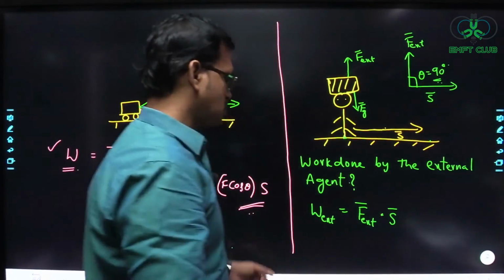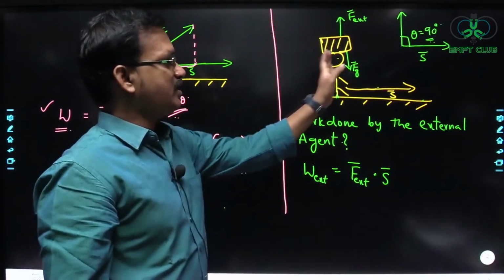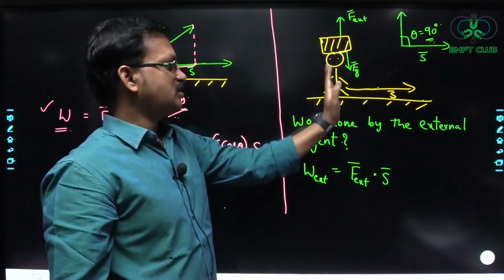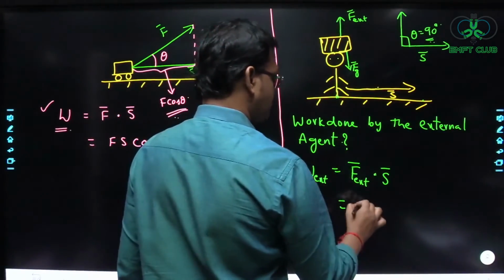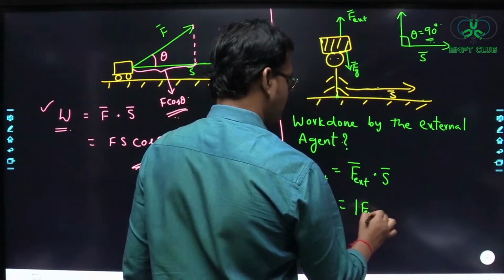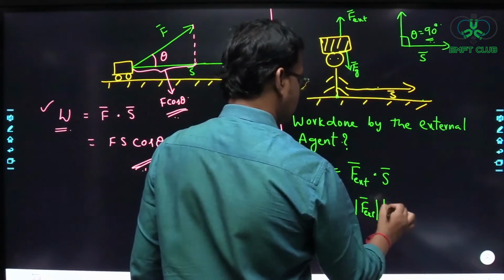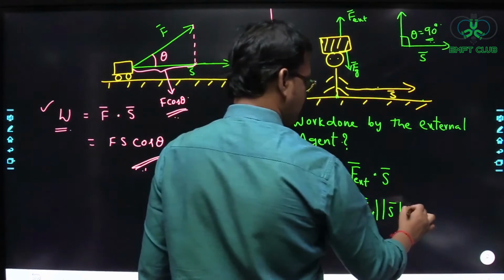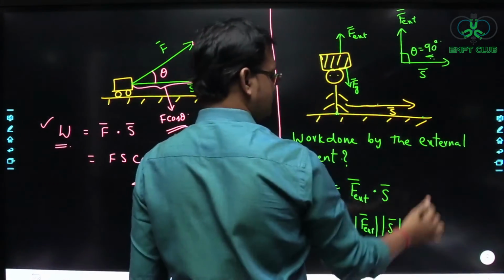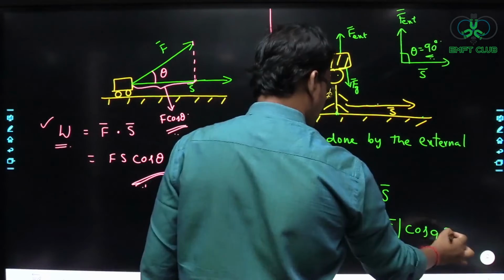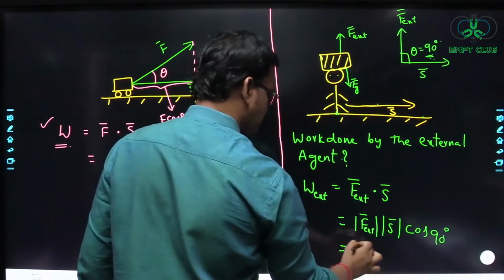Now in this case, what is the work done by the external agent in carrying this luggage from this point to this point? Here you are going to get the magnitude of F external multiplied by the magnitude of S bar multiplied by cos of the angle between F external and displacement, which is nothing but cos 90, which is equivalent to 0.